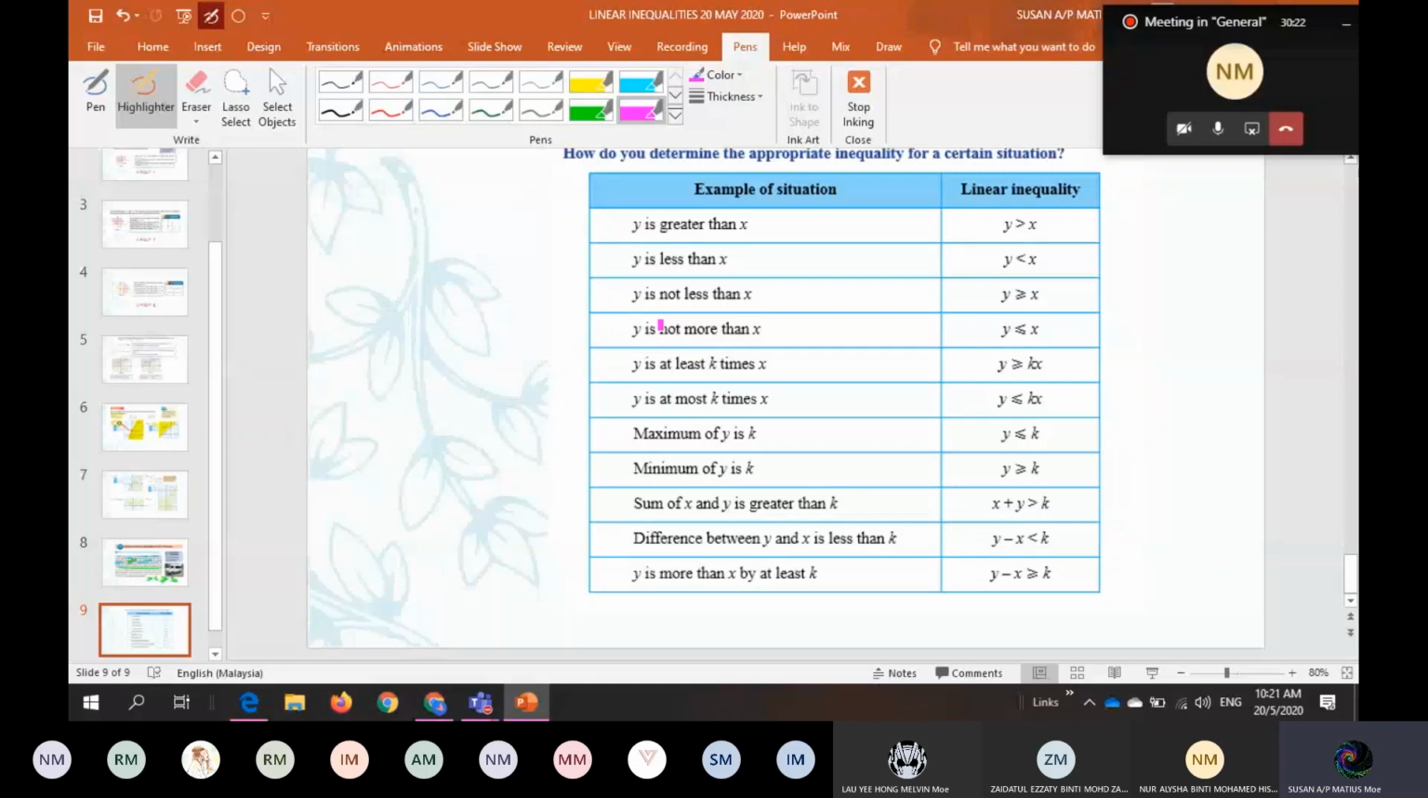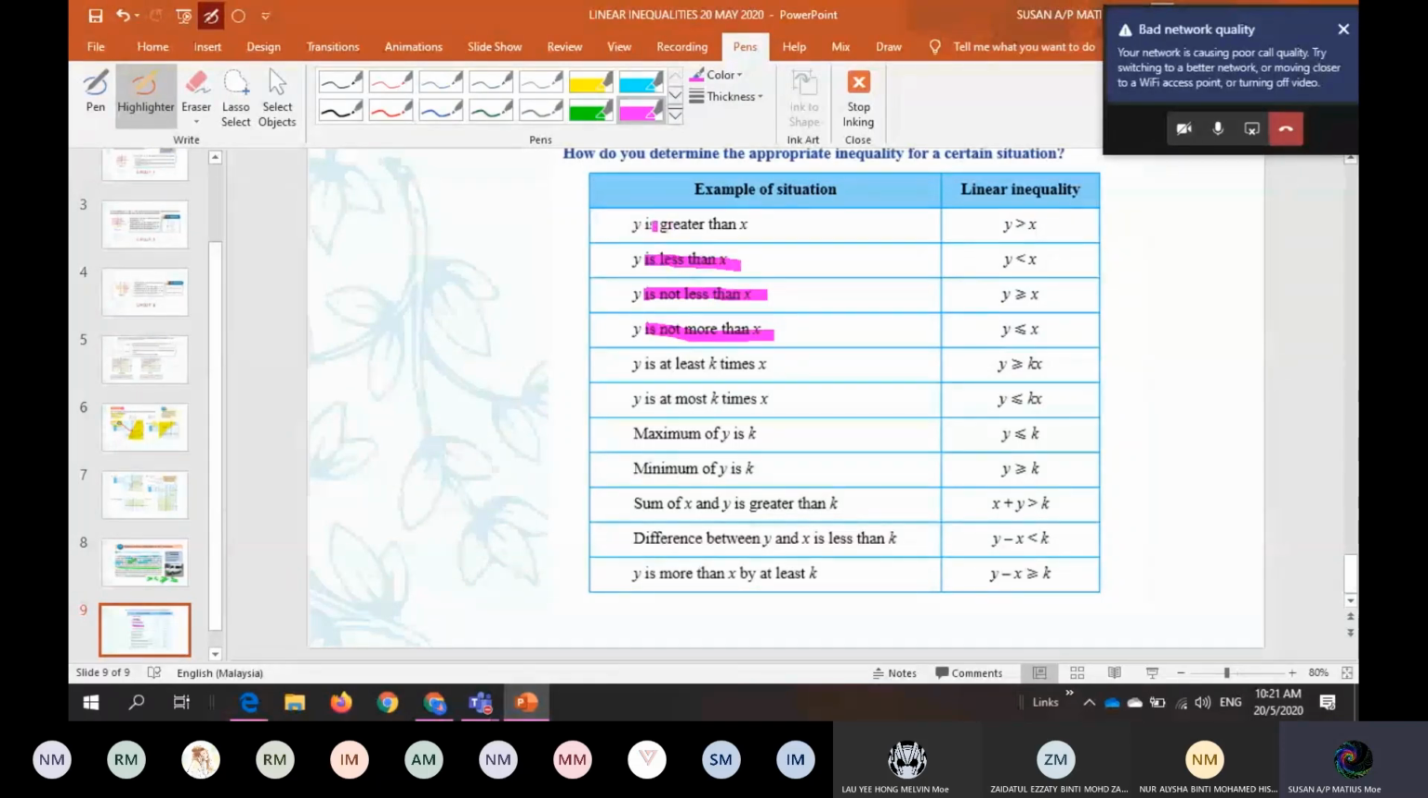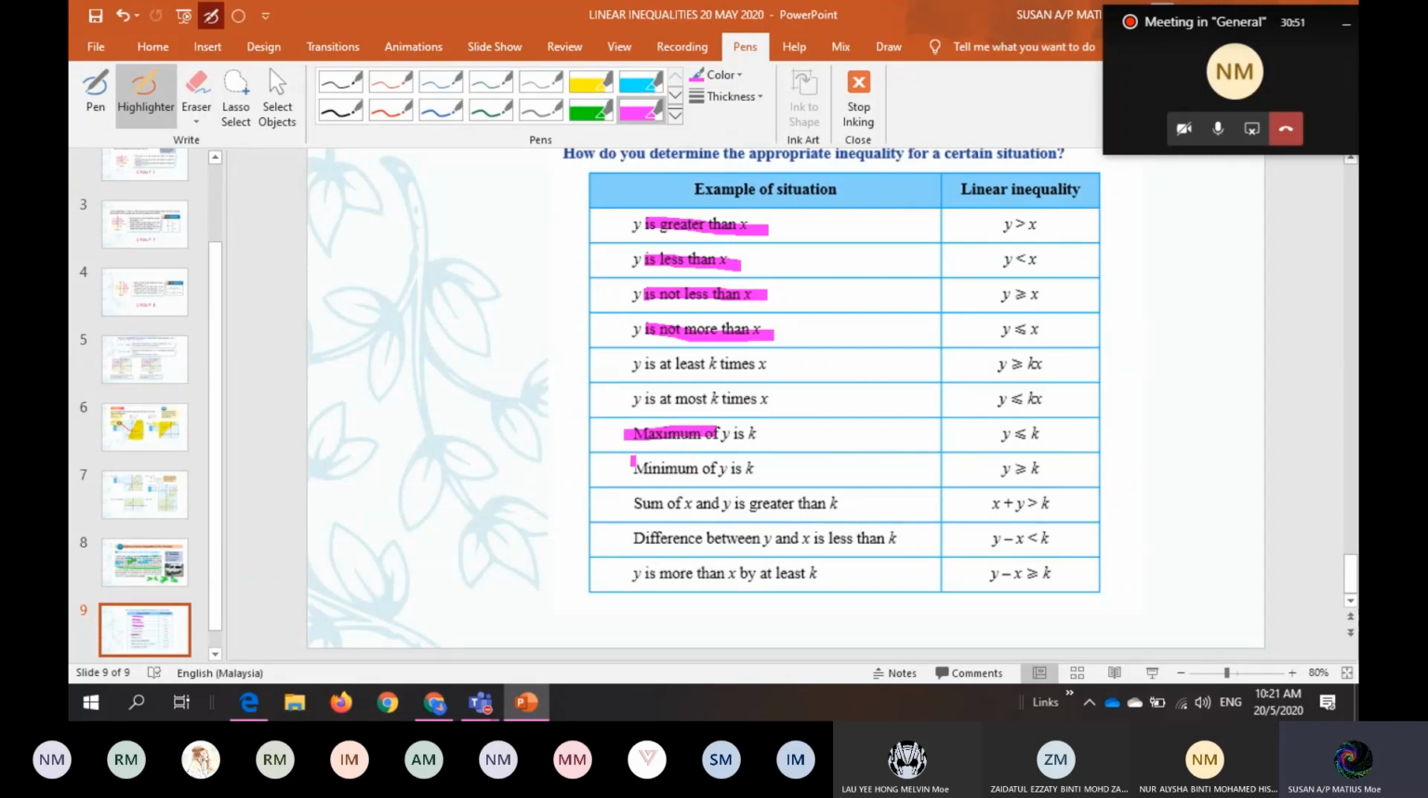Because after this you're going to construct some linear inequalities from situations. So if they say maximum of y is k, or at least k, it means k is included. At most k means k is included. So what happens when minimum? If you look at the words maximum and minimum, there will be an equal sign there.